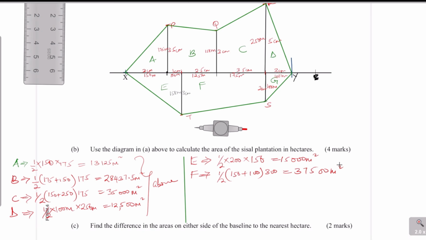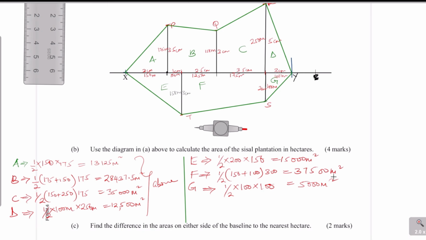Now we go to the last one. The last one is G. For G, this is a triangle. So it's a half times the base. The base is 100, you can see, times the height. The height again is 100. So when you multiply, this will give 5,000, because 100 times 100 is 10,000, halved is 5,000 meters squared.